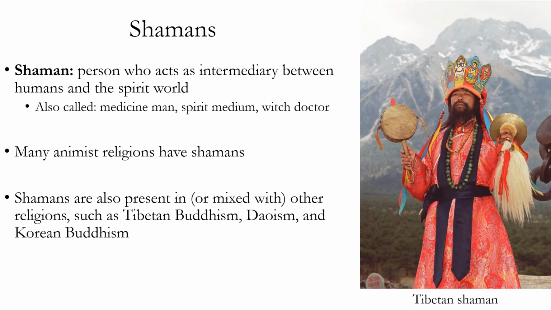You can also see shamans present in or mixed with religions that aren't animist, such as Tibetan Buddhism, Chinese Taoism, and Korean Buddhism. An example is the picture of a Tibetan shaman on the right. Now, this is a shaman from the Bon religion of Tibet, but Bon combines aspects of Buddhism with animism. And so you can see in the headdress of a shaman, there are pictures of Buddhas and awakened beings from Buddhism. And even though the shaman is not a Buddhist monk or clergyman, they do have Buddhist beliefs that have been mixed with their animistic beliefs.